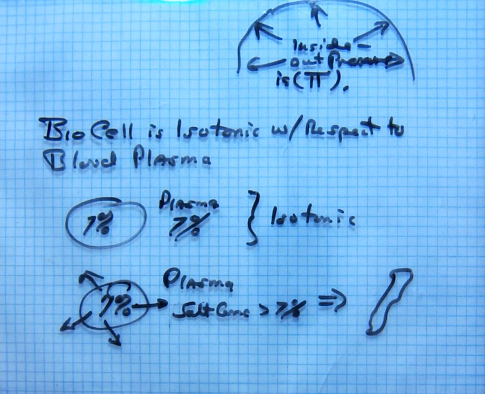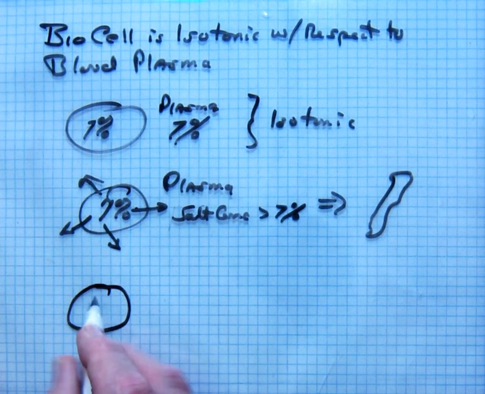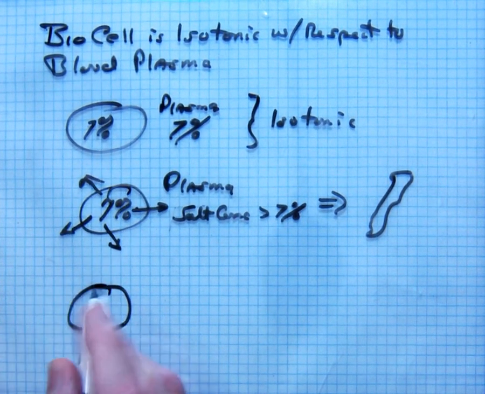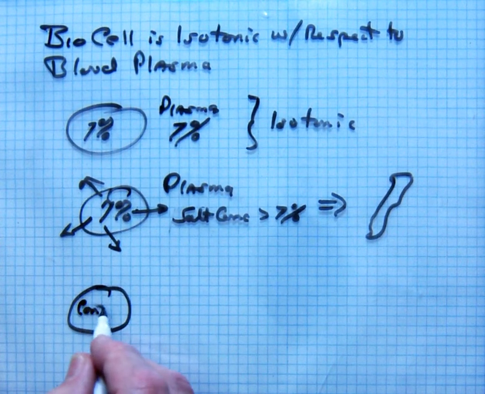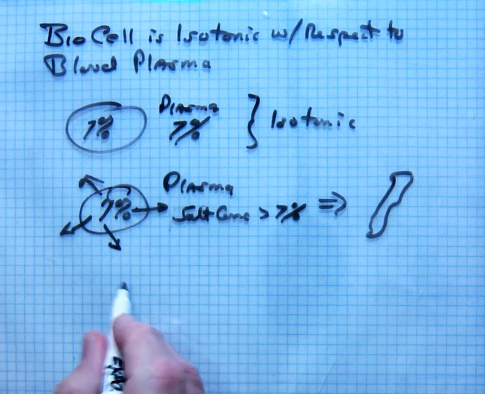Or if the inside of the cell has a higher concentration, greater than 7%, and make a bigger circle.